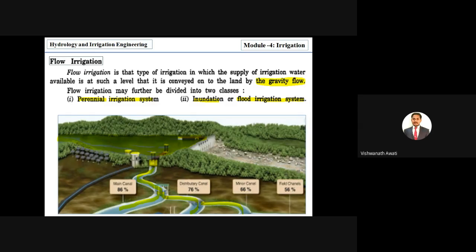Similarly, here you can see a jack well, where there is a pumping house. Water is pumped and supplied through a pipe to the higher elevation.